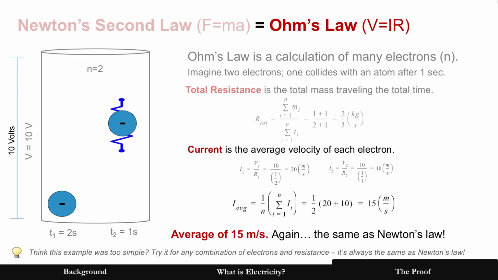Now, current. First step, of course, is to calculate the current for each of those electrons. First one was 20 meters per second. And if you do the same math on the second one, it's 10 meters per second. And when you average those two, what do you know? You get 15 meters per second. Again, it's the same thing as Newton's law, the example we just showed. It's pretty cool. Now, if you think this was too simple, because I just used only two and very simple numbers, you can try this for any combination of electrons at different distances. It's always going to be the same, no matter what, even though I've done a very simple example here for the presentation.